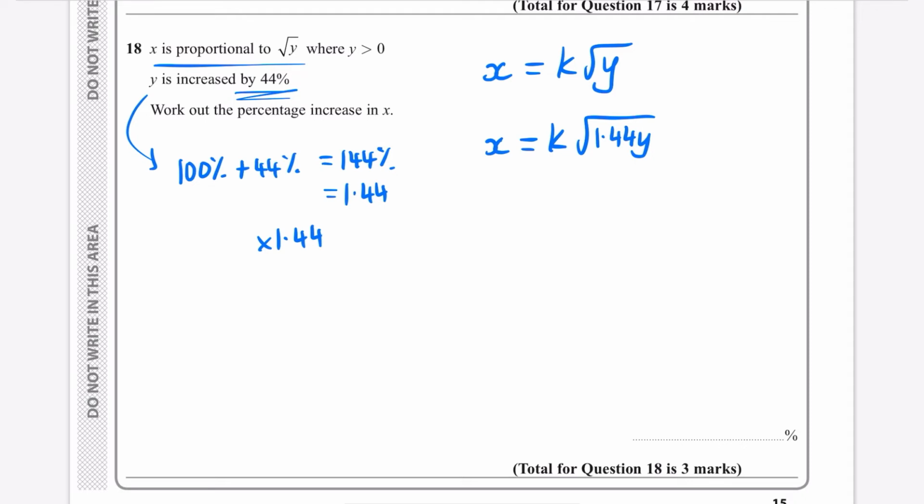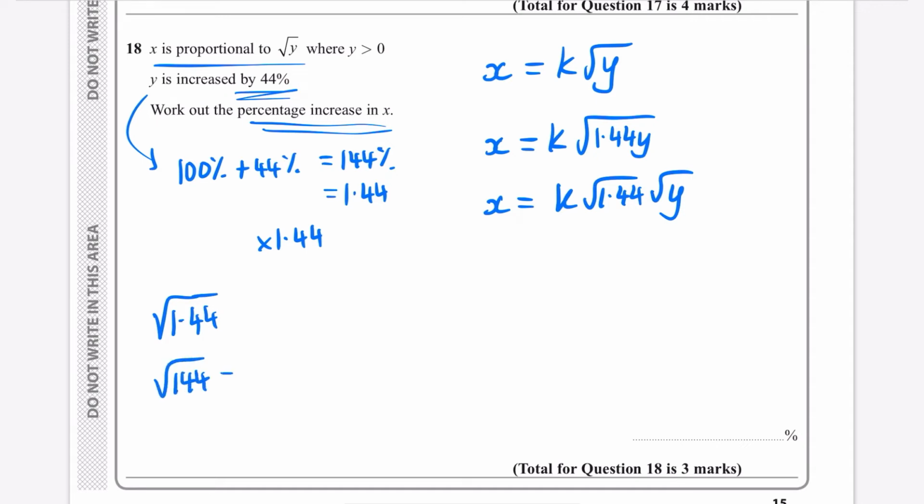Now I'm going to try and find out what has happened to x. So I think I'm going to use some of my surd knowledge here. I'm going to take this part and split it as two square roots. And I'm going to think, what is the square root of 1.44? Well, I know that the square root of 144 is 12. So that makes me think that the square root of this might be 1.2. If I do 1.2 times 1.2, I do get 1.44. So I think I can simplify this and say that it's k 1.2 root y.